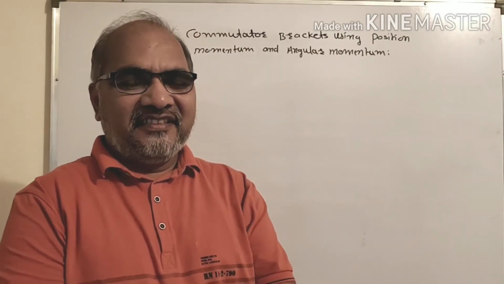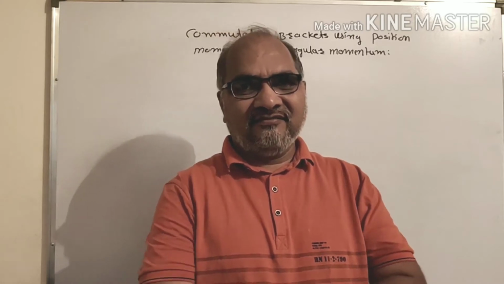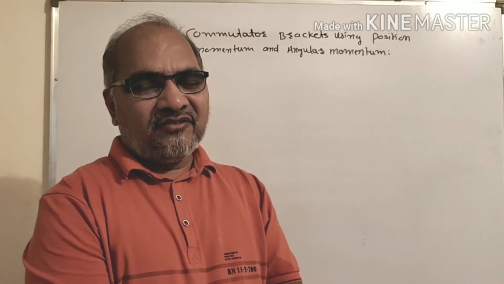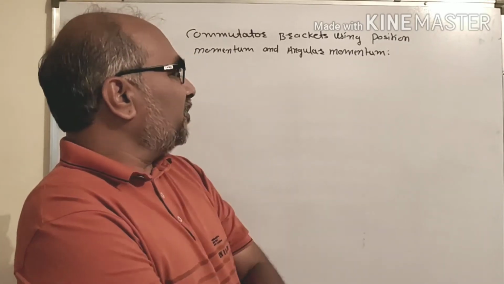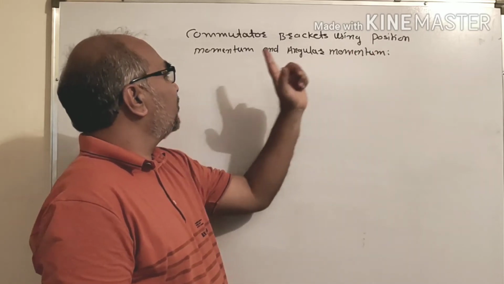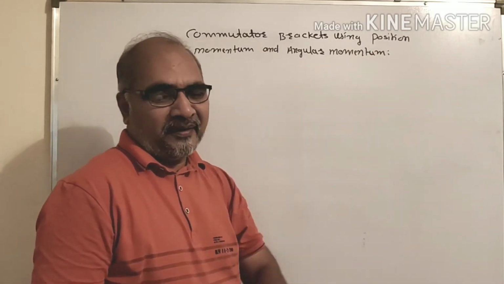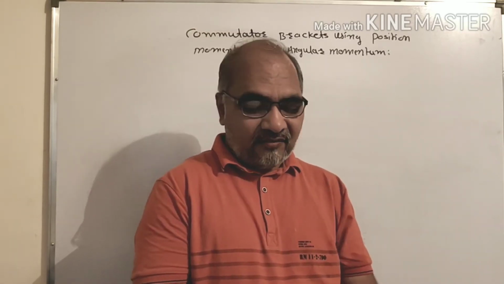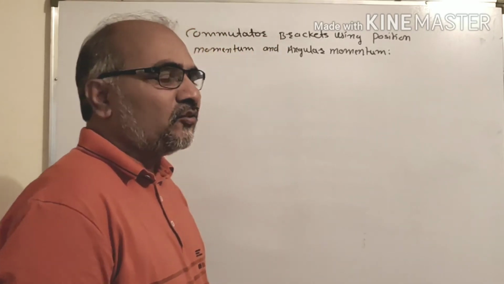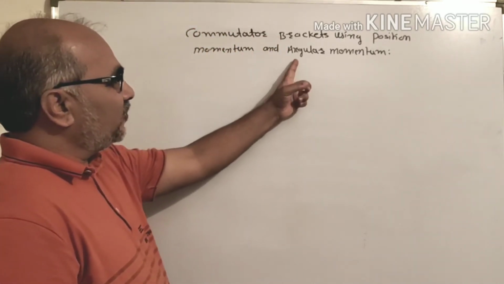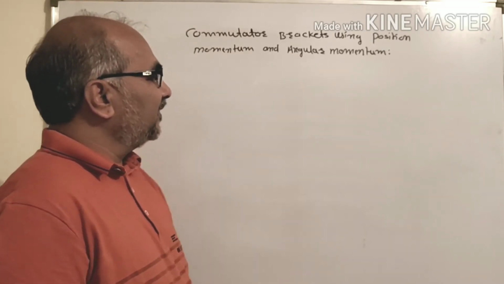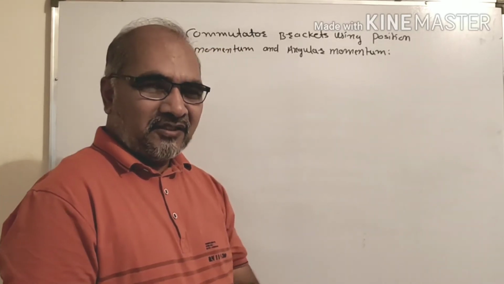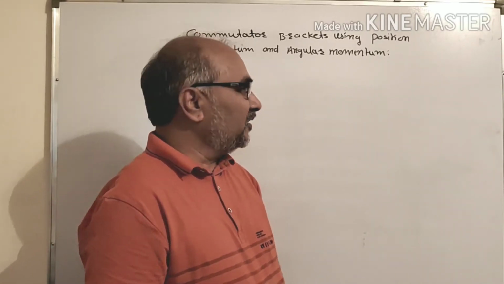Hello friends, in this second part of operators, we are going to see the commutator brackets using position, momentum and angular momentum. Classically, we first define angular momentum. Angular momentum is the moment of momentum. That term we already know in classical mechanics.